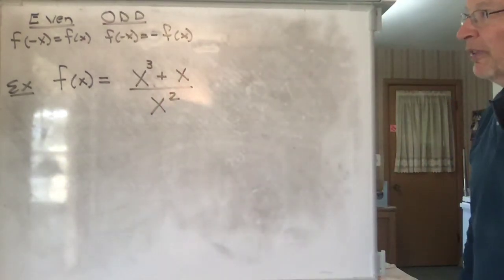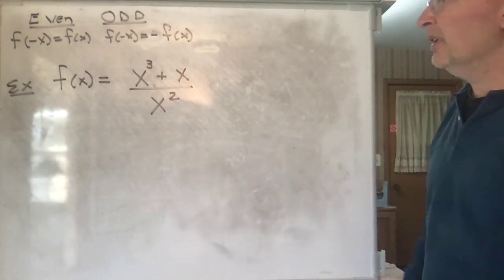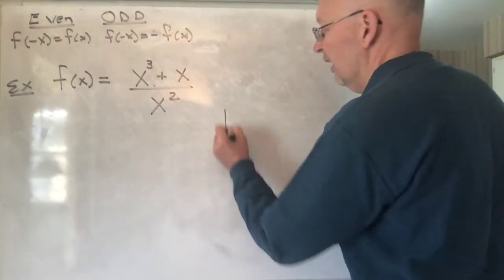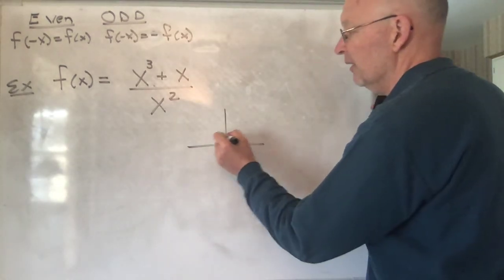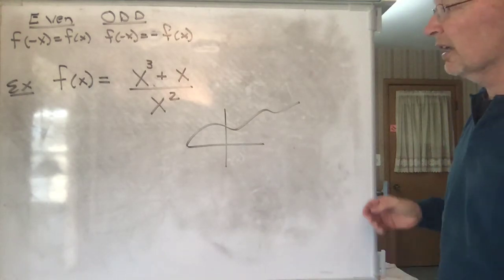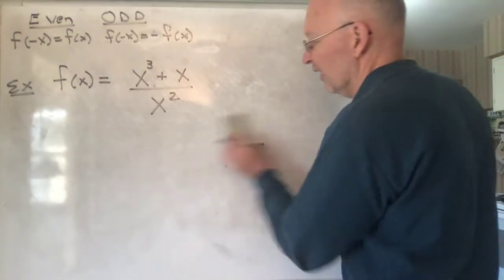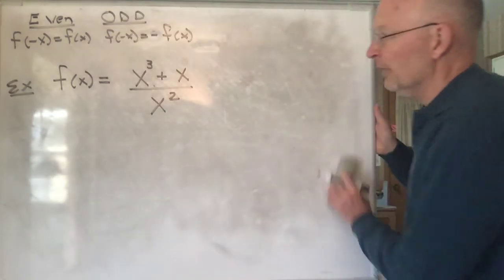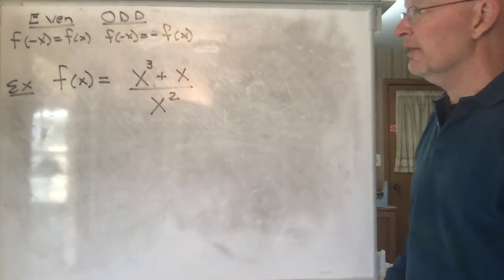Let's determine whether that's even or odd. Or it could be neither. Obviously, functions don't have to be either. If you just draw any old function, there's a function which is neither even nor odd. So most functions, I guess, would be like that. So we're looking at special cases if a function happens to be even or odd.